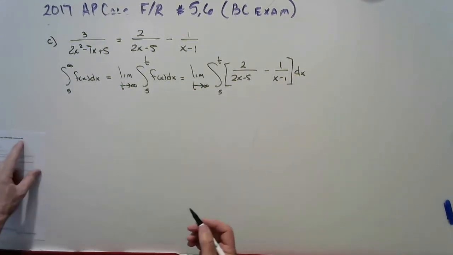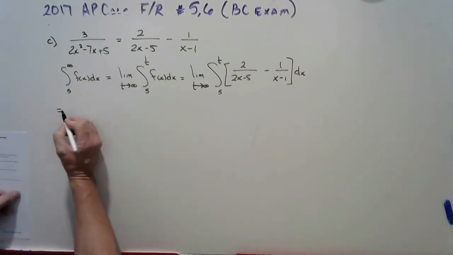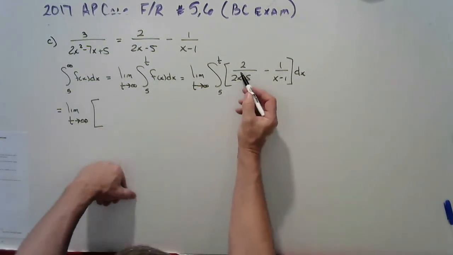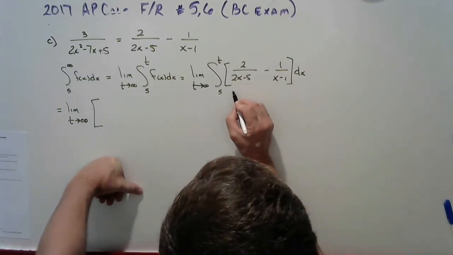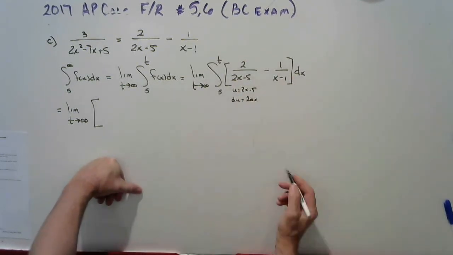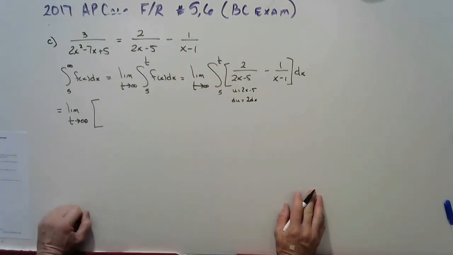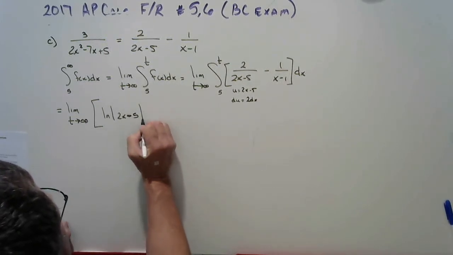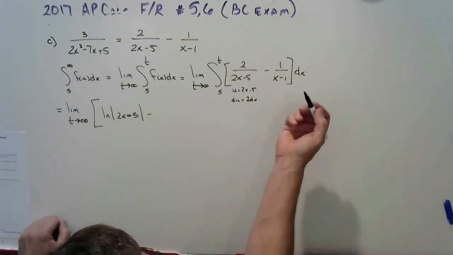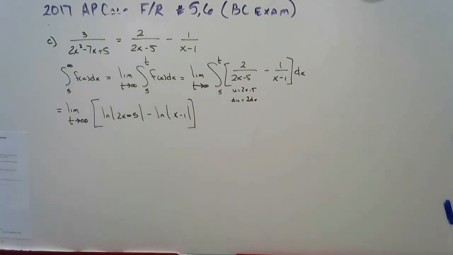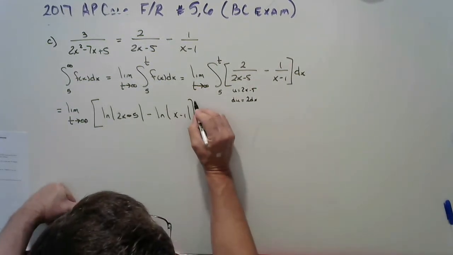So, if we integrate this, what are we going to get? We're going to get the limit as t approaches infinity. And here we could do a u-sub if we wanted to. We could say u equals 2x − 5, du would be 2 dx. We've already got that taken care of. How nice of them. So this is 1/u. The integral of 1/u, of course, is the natural log of the absolute value of u. So that would be ln|2x − 5|. Minus, this is a natural log as well, so that's minus ln|x − 1|. Right? So that's our integral. And we're evaluating this between 5 and t.